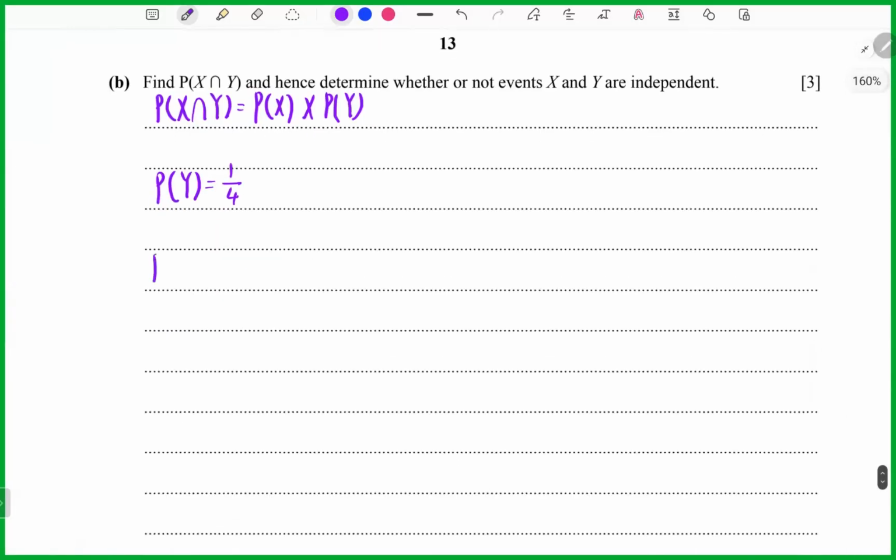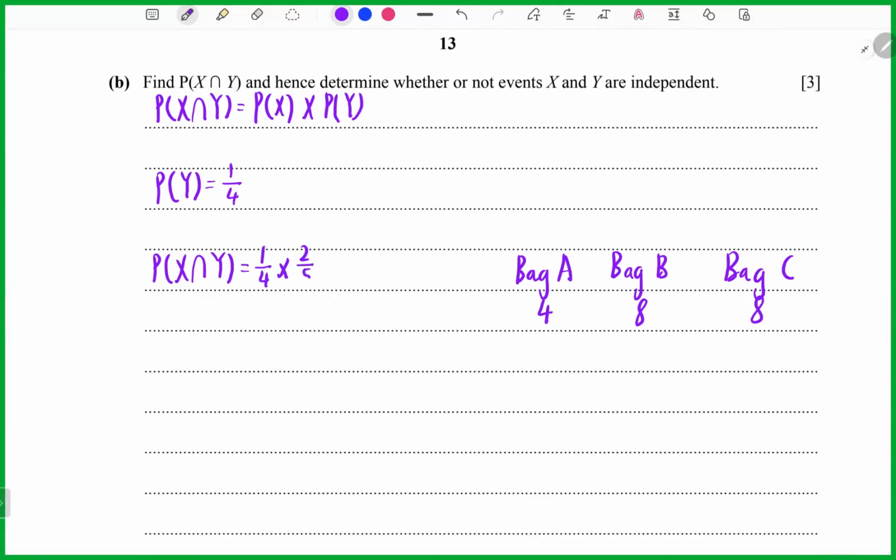So now we try the PX, because we need to get this right. Now I label here, bag A, because you just take bag A only, you cannot take others. So you just take bag B, bag C. It means this bag B should be 8, this also 8, here is 4. So now we can take 1 over 4, multiply 2 over 5, multiply 4 over 7, equals to 2 over 35.